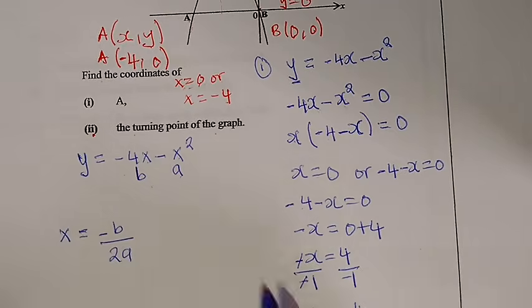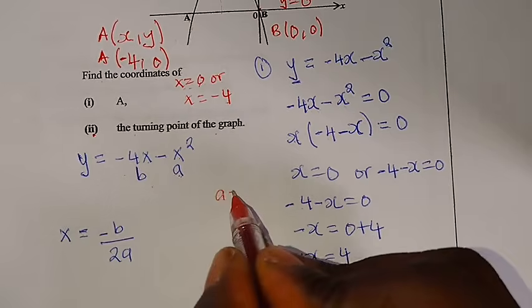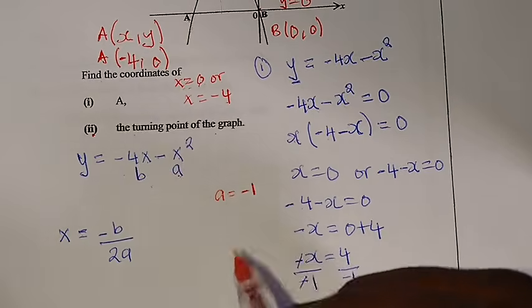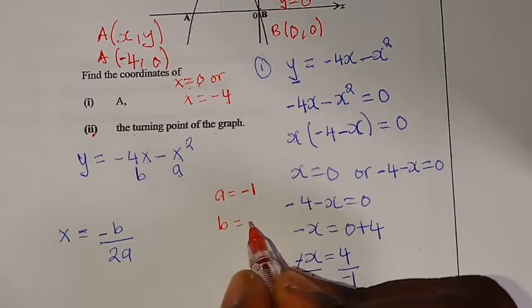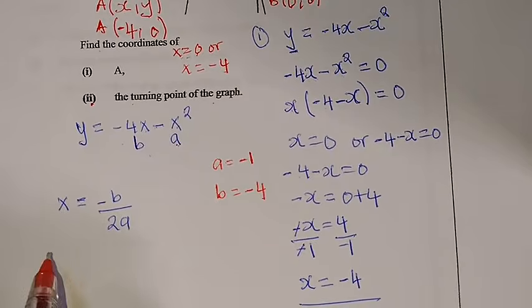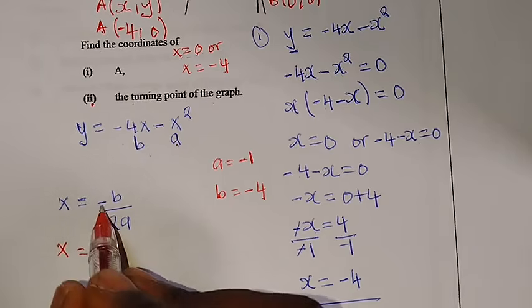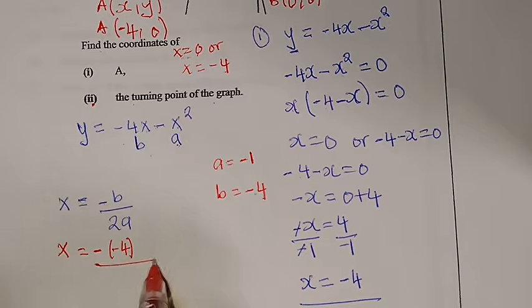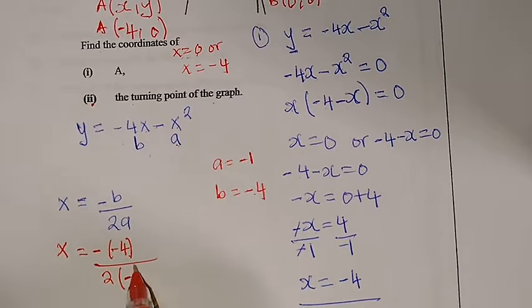So from here, we need to find the coefficient a. The coefficient of x squared will be negative 1 because it is negative x squared. Then b, the coefficient of x, is equal to negative 4. So we just need to substitute. We say x equals negative b, and b is a negative 4, so negative 4 over 2, open bracket, a is a negative 1.